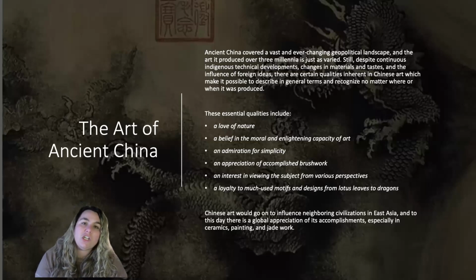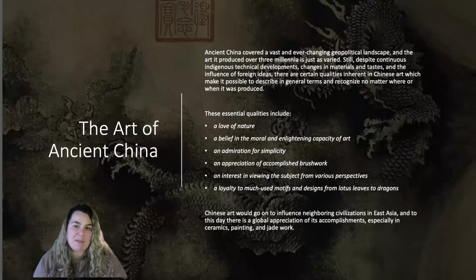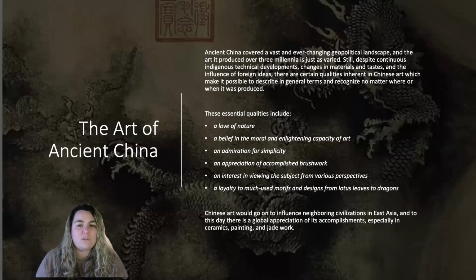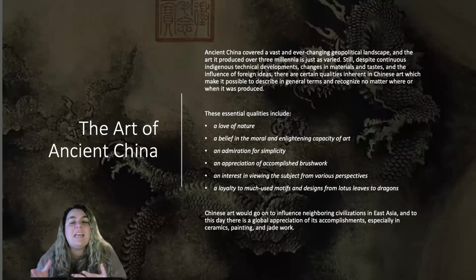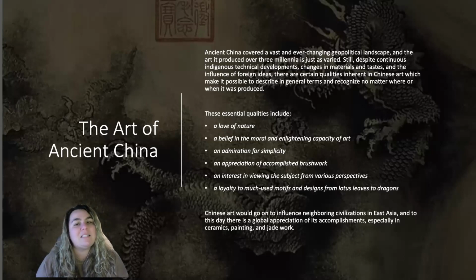All right, so the art of the ancient Chinese. Ancient China covered a vast and ever-changing landscape. And the art produced over 3 millennia is just as varied. Still, despite continuous indigenous technical developments, changes in materials and taste, and the influences of foreign ideas, there are certain qualities that remained inherently Chinese and make it possible to describe in general terms and recognize it no matter when or where it was produced.